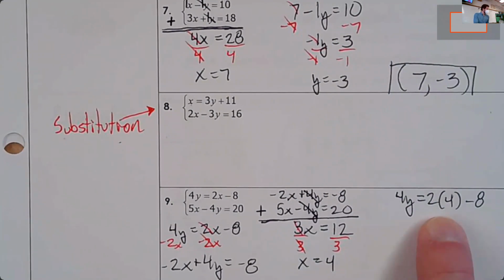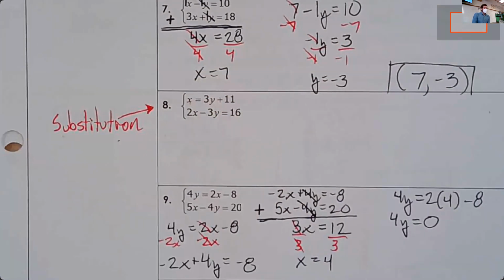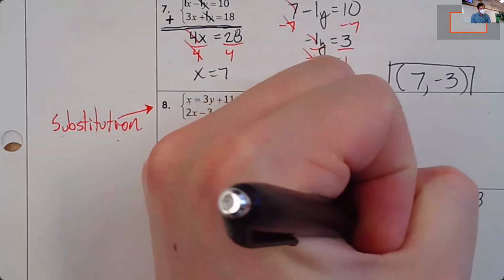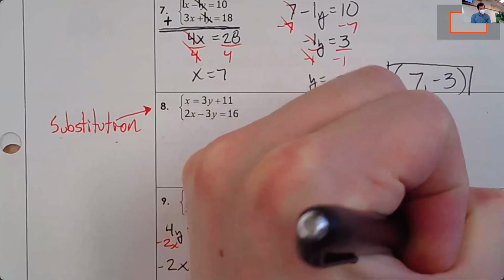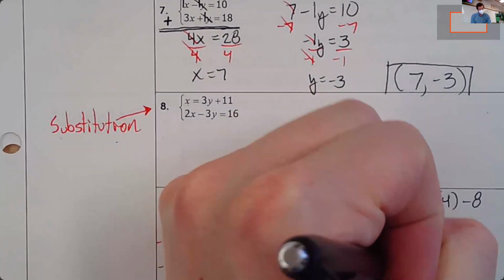2 times 4 is 8. 8 minus 8 is 0. So that's 4y equals 0. Now this isn't going to be a no solution or undefined or anything like that, because 0 is the numerator and you are allowed to take 0 and divide it by numbers. The answer is just 0. So y equals 0.